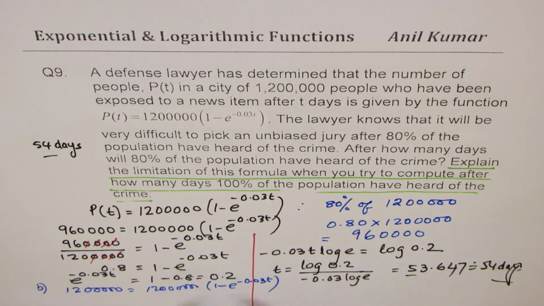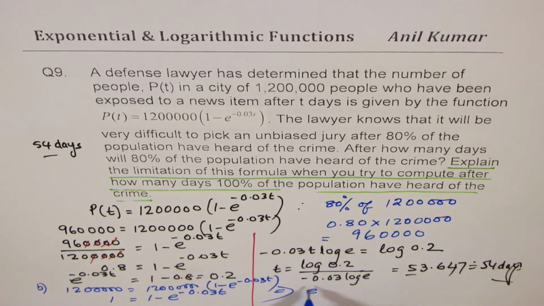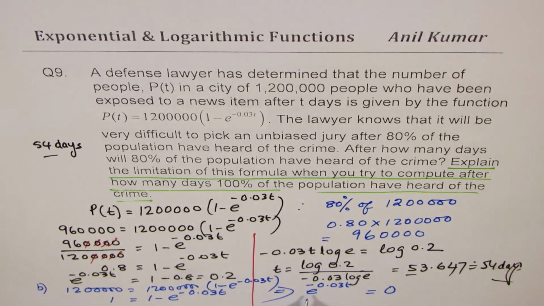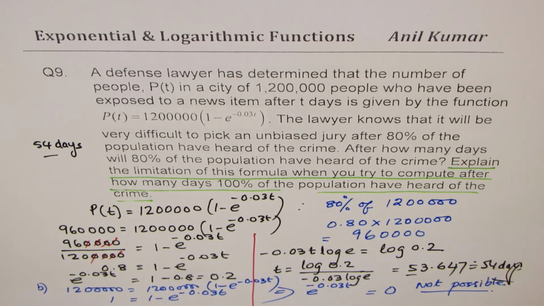So we get 1 equals 1 minus e to the power of minus 0.03t. Now that implies that e to the power of minus 0.03t is equal to 0. Now you know an exponential function cannot be 0. It can approach 0, but it cannot equal 0. So that is not possible. That is part B, and that is the limitation of it. It could be practical also, that never will it reach a situation when all will be aware of the case.